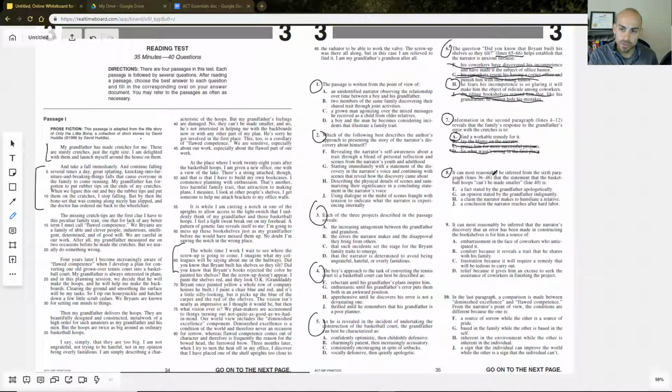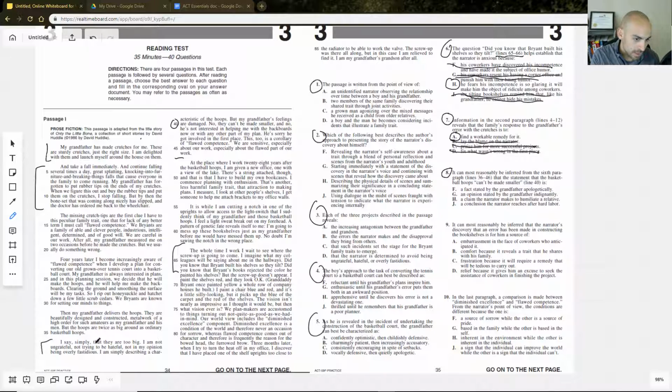8, can most reasonably be inferred from the 6th paragraph, lines 36 to 46. So that's going to be here to here, that the statement that the basketball hoop can't be made smaller in line 40, which is right here, is, in one of these options, F, a fact stated by the grandfather apologetically, G, an opinion stated by the grandfather indignantly, H, a claim the narrator makes to humiliate a relative, J, a conclusion the narrator reaches after hard labor. Well, let's see what's up.